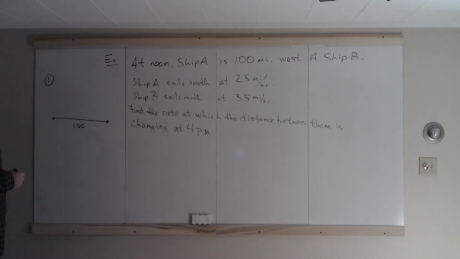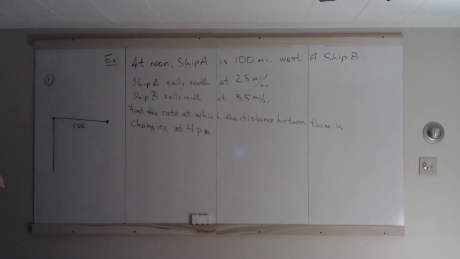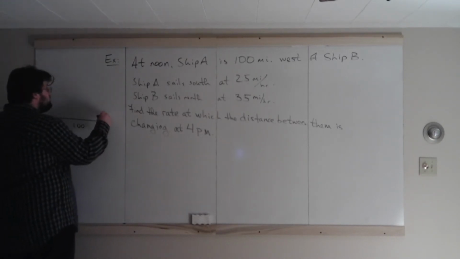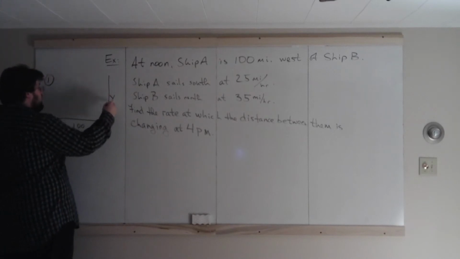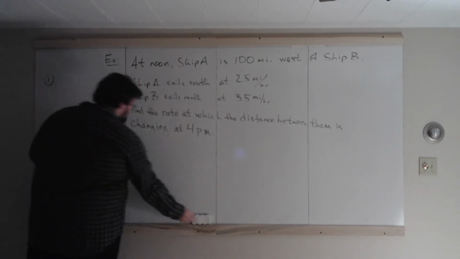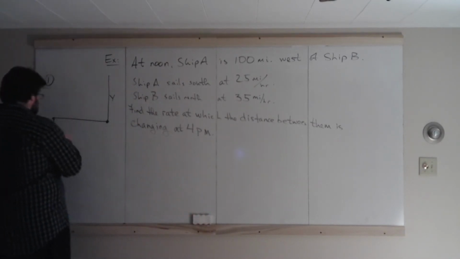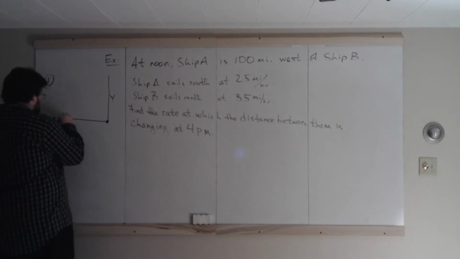Ship A goes south at 25 miles per hour. So right here, that quantity is changing. Let's call that quantity x. You could draw an arrow there to show that it's always going, but I'm not going to draw an arrow. Ship B sails north, so over here, it goes north. That quantity is also changing. That 100 is still staying the same, that line. Find the rate at which the distance between them is changing at 4 p.m. I'm going to move this 100 a little, up here.